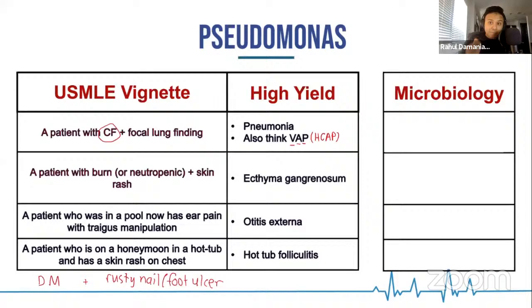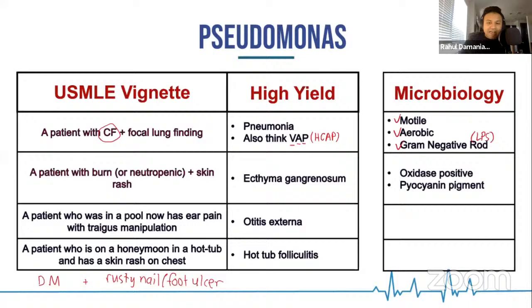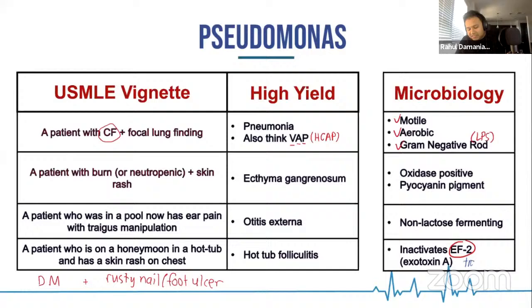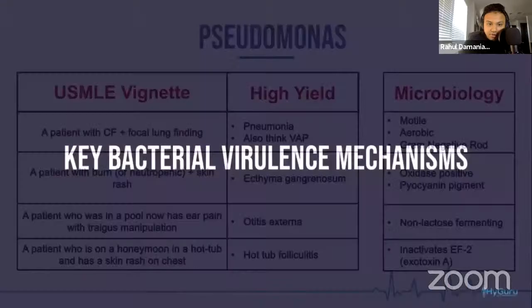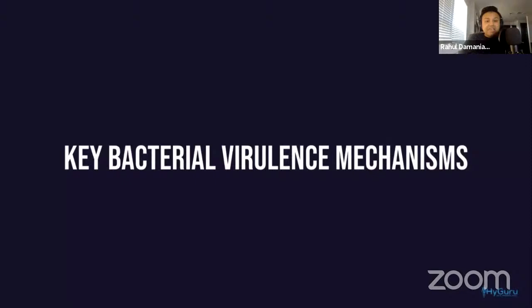So what are some key rapid review facts on Pseudomonas? Well, Pseudomonas is motile. It's aerobic. It's a gram-negative rod. Remember, gram-negatives have lipopolysaccharide. That's high yield for us to know. It is oxidase positive, which we talked about in our last question, as well as it gives you this grape-like odor, pyocyanin pigment. It's non-lactose fermenting, and it inactivates elongation factor 2. And so how the USMLE can actually test this is that it inactivates your translation, because EF2 is going to be related to translation.